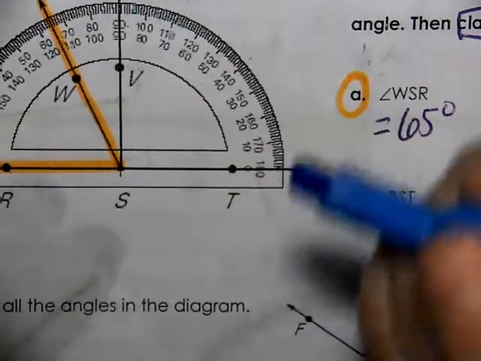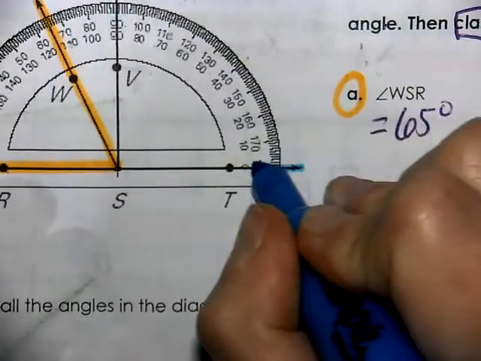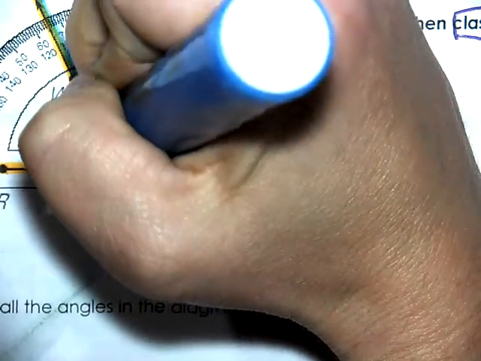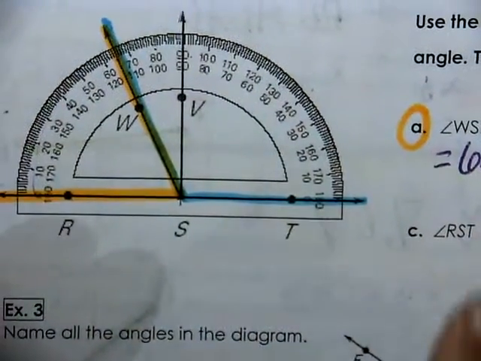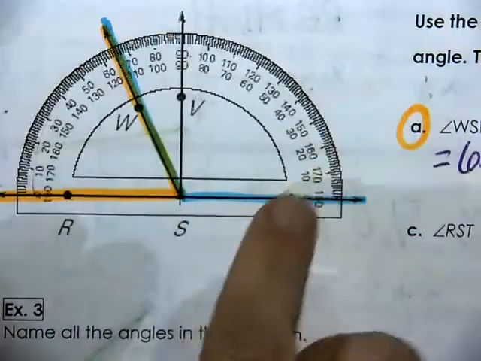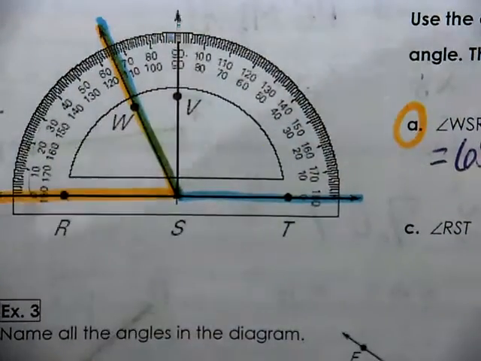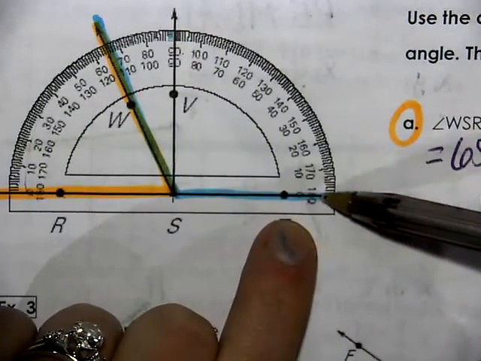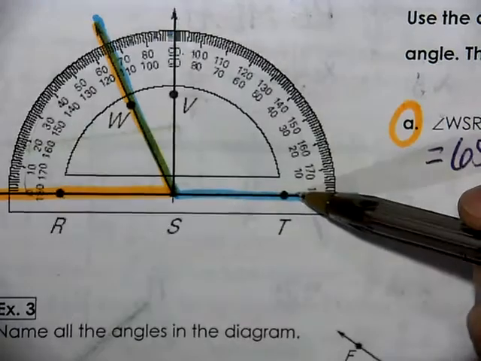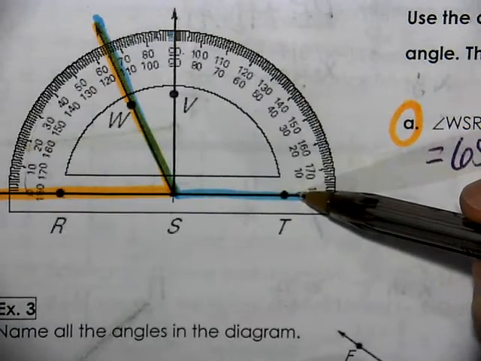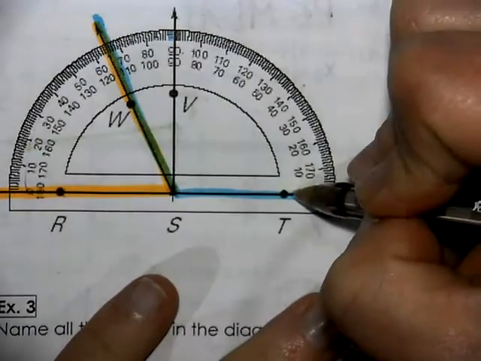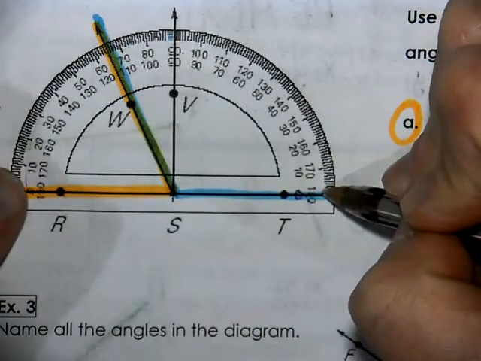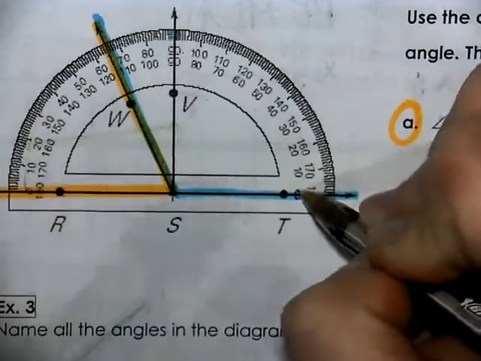So let's go ahead and look at TSW. Notice that TSW is on the other side and it appears to be a little bit bigger. So we always start at the bottom. Now, should we start with 180 degrees or should we start at 0? Probably 0. So always start at 0. Sometimes 0 is on the inside, sometimes 0 is on the outside. It just depends, but we always start at 0.